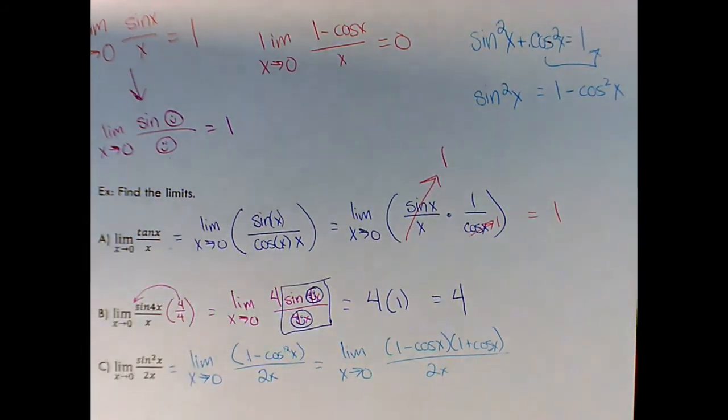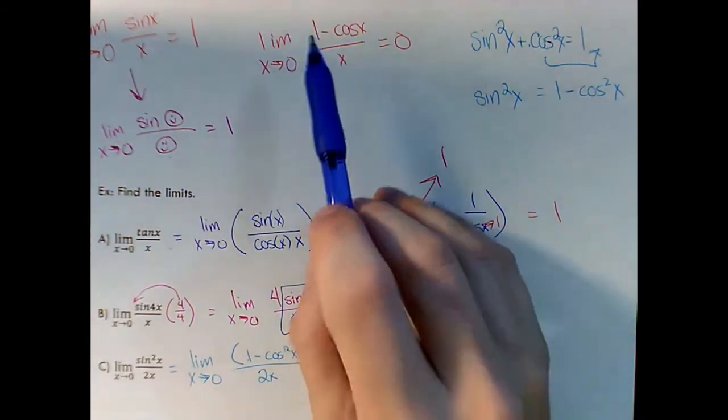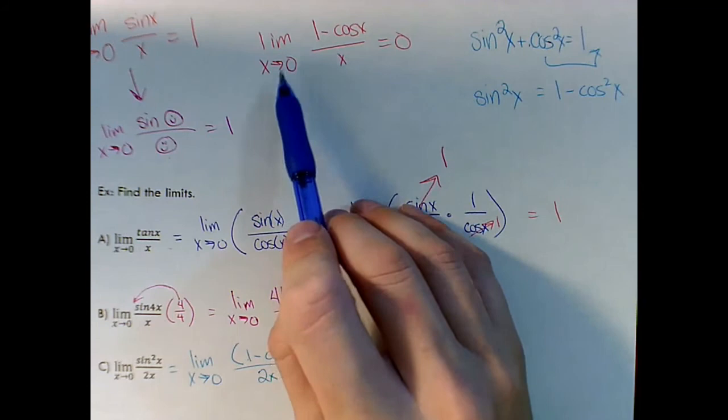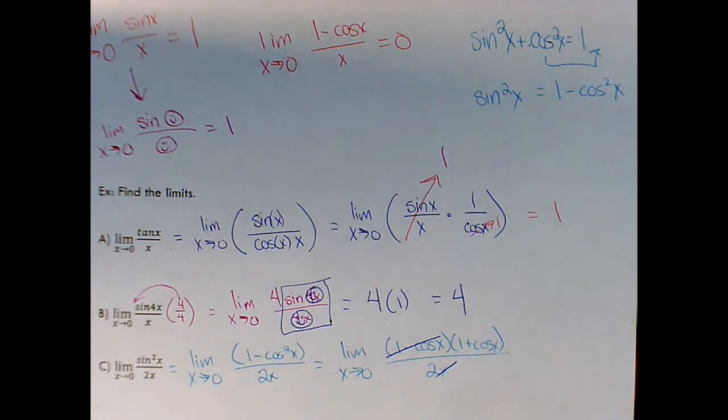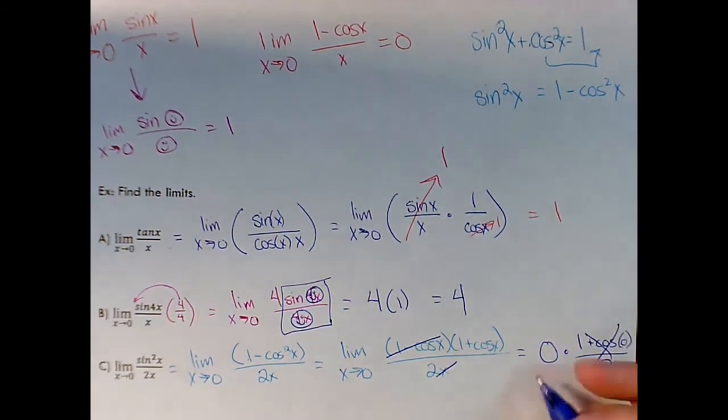And looky there. According to this guy, as my limit approaches 0, 1 minus cos x over x becomes 0. So what's going to happen is I'm going to end up with 0 times 1 plus cos 0, who cares what that is, over 2, because whatever that is is just going to become 0 anyway, because I'm going to multiply everything by 0, and my answer is 0.